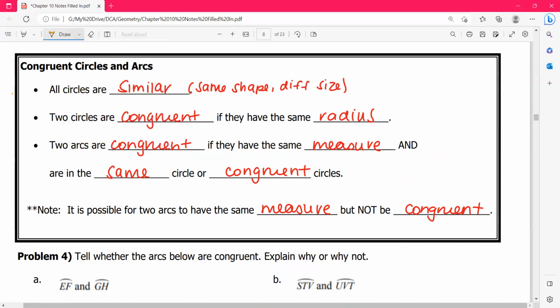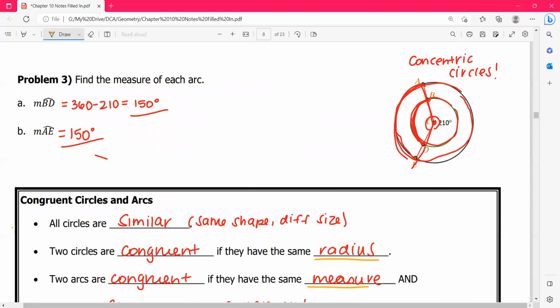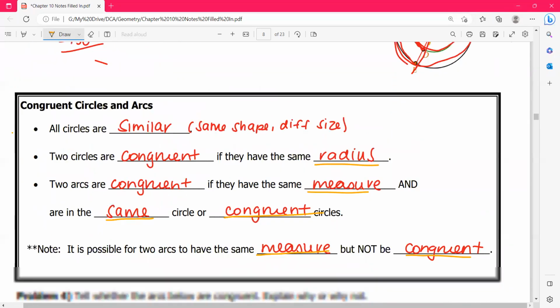Two circles are congruent if they have the same radius. Remember, congruent means everything's the same about them. Two arcs are congruent if they have the same measure and are in the same circle or congruent circles. Okay? It is possible for two arcs to be the same measure but not congruent, and that's what happened to these two above. Same measure but not congruent because different radii.